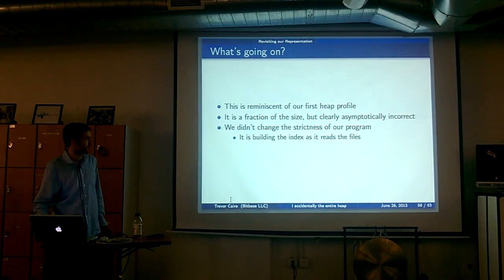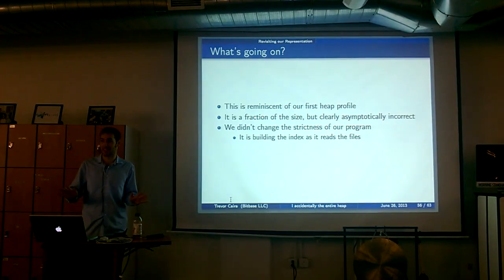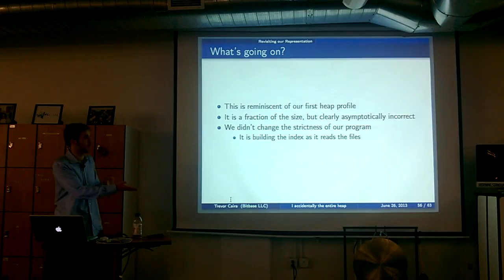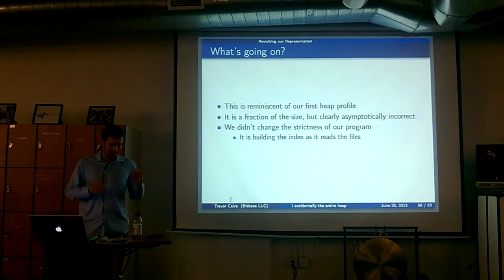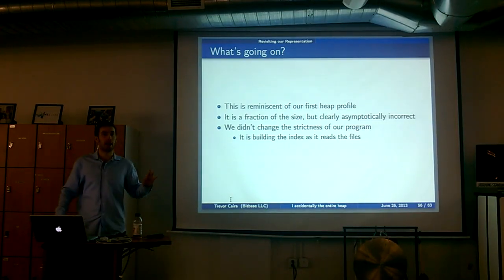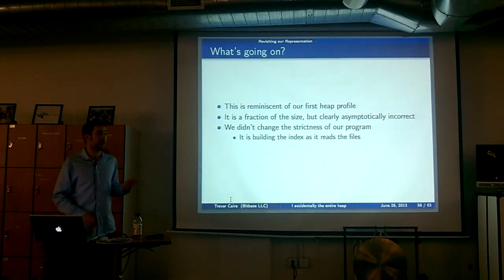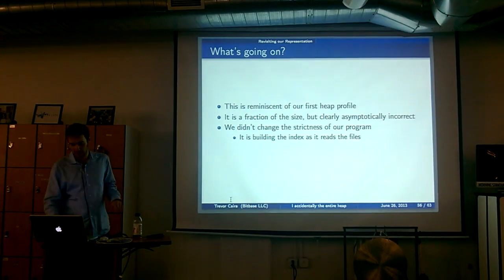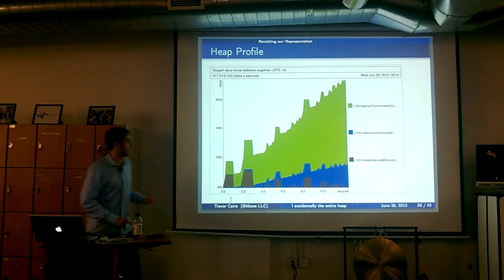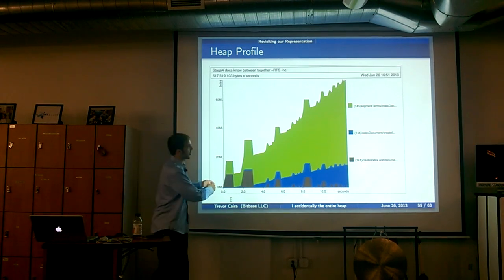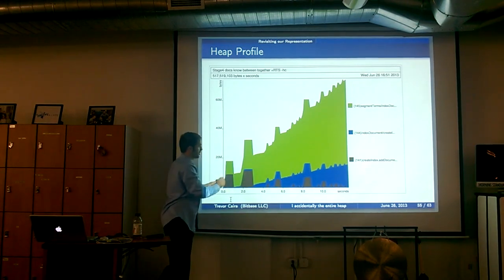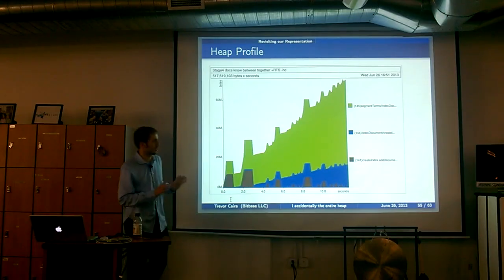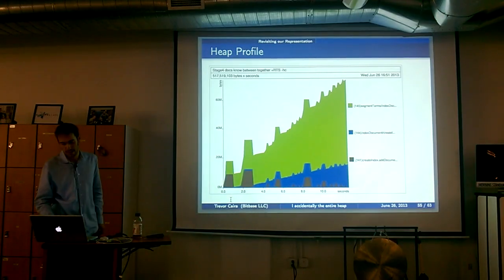It's not because of laziness this time. We're strict, pretty strict everywhere now. We're reading in a file and throwing it away, reading in a file and throwing it away. That's not what's happening, right? We're building the index piece by piece. As you can see, the big difference is that it's not this and then that. It's happening all at the same time. That's indicative of good strictness, right?